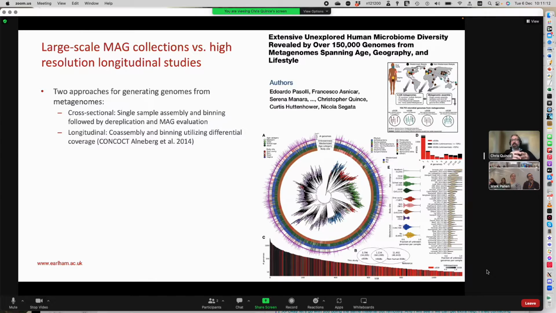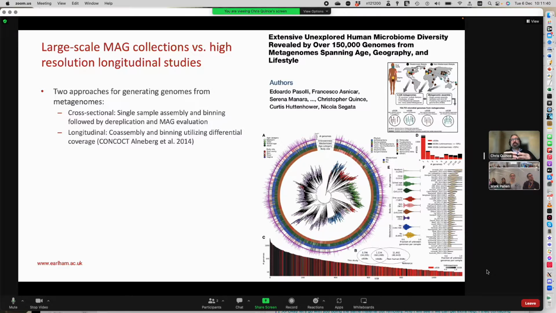more focused analyses. You'll have a smaller number of samples, samples you probably generated yourself, although not necessarily. Ideally, they'd be longitudinal, so you'd have more than one sample from each community, and that really helps, as we talked about yesterday, for resolving MAGs. And then we use co-assemblies and binning, which is using that multiple coverage information.